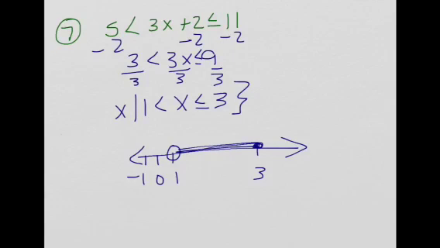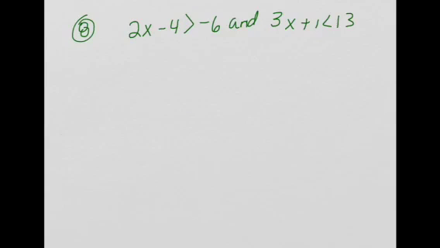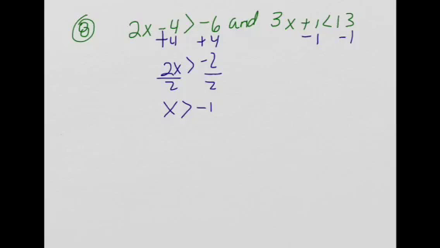Whoops. Try that bracket again. There we go. Okay, solve for x. We're going to zero pair the 4. 2x is greater than -2. Divide by 2, divide by 2. X is greater than -1. And we're going to go ahead and zero pair out the 1. So we have 3x is less than 12. Divide by 3, divide by 3. X is less than 4.